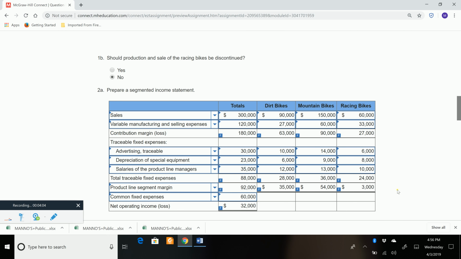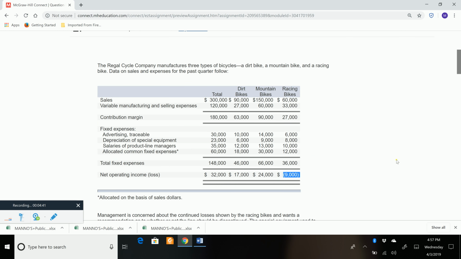This is the way we should present. And if we present it this way, there wouldn't have been a question to begin with whether we should get rid of the racing bike division. And the bottom line is this: do not allocate common fixed expenses. The common fixed expenses should remain only in the total column, not allocated to the individual divisions. And with that, we can clearly see each segment is making a positive margin. All right, so that is the better way to answer this question.